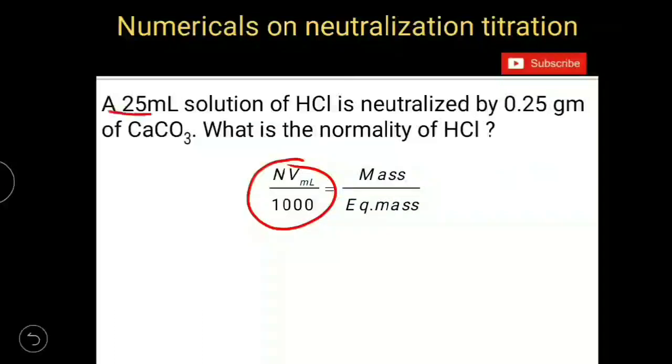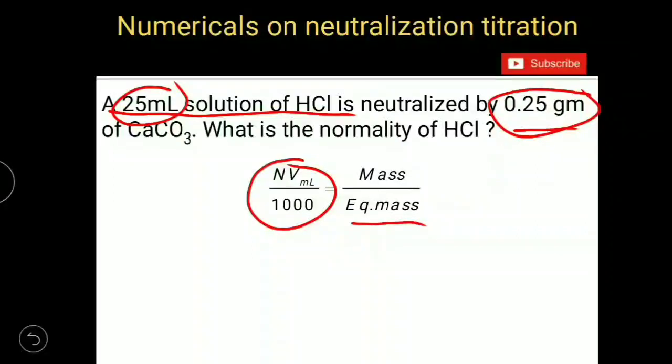Here the HCl solution is given, and mass by equivalent mass can be used to find the number of equivalents of a substance whose mass is given. Here the mass of CaCO3 is given. In this formula, substitute the given values. Volume of HCl, 25 ml, is given, and the mass of CaCO3 is 0.25 grams. Equivalent mass we don't know.